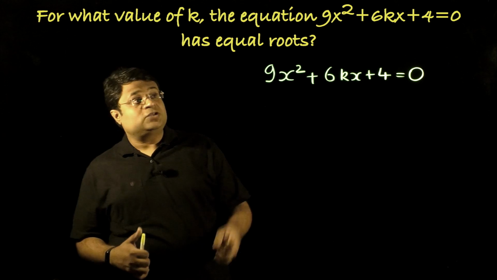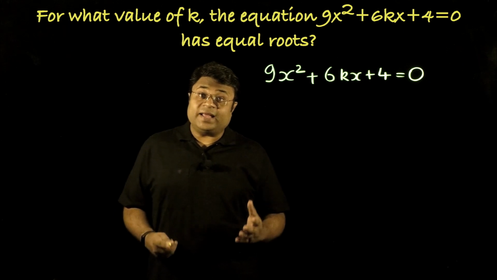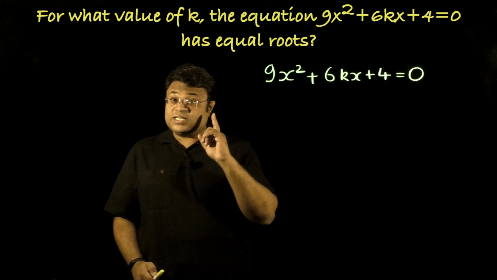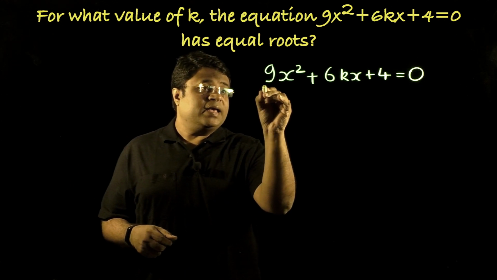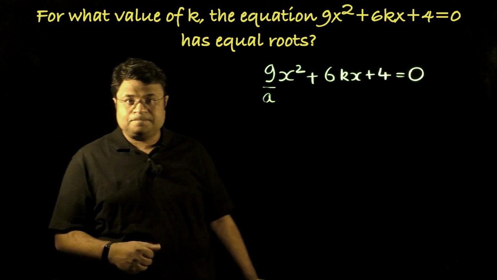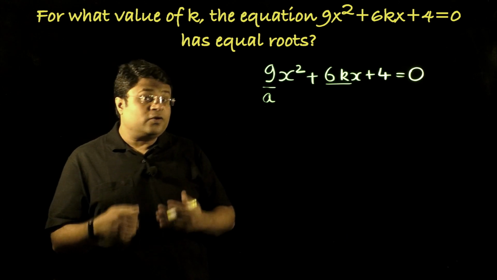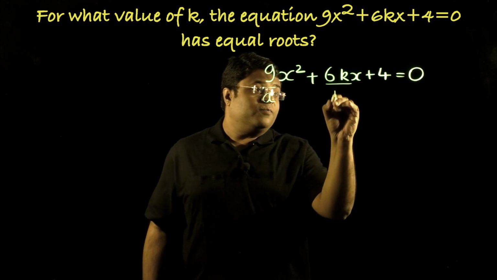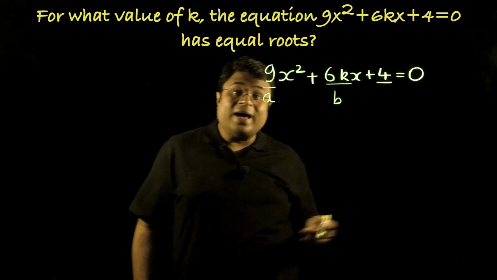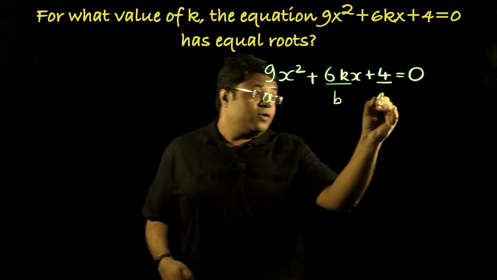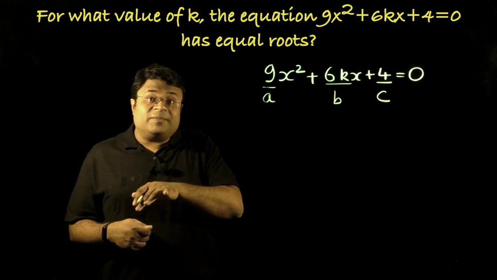Okay, so they want us to find the value of k for which this equation has real and equal roots. The condition is equal roots. Okay, so come on, let's solve it together. You tell me what is the value of a. Good, a is 9. What is the value of b? Now you have to respond fast. The value of b is 6k. Very good. What is the value of c? Okay, that's perfect.